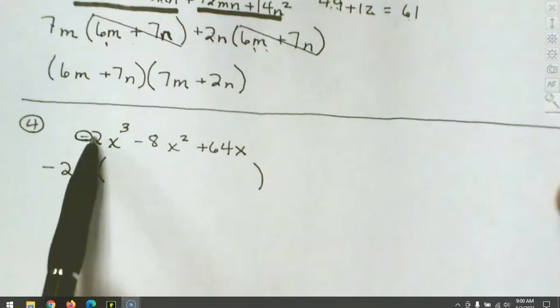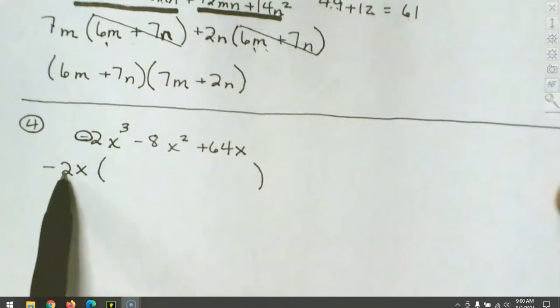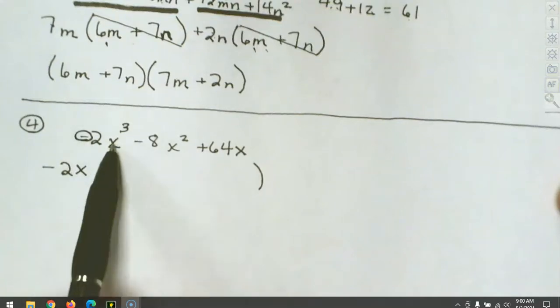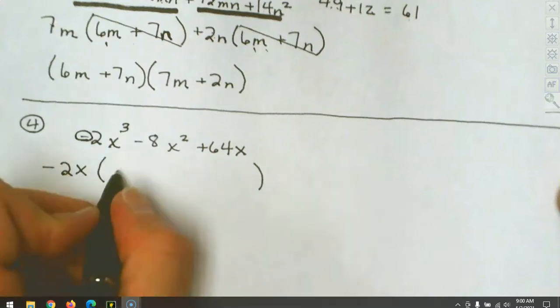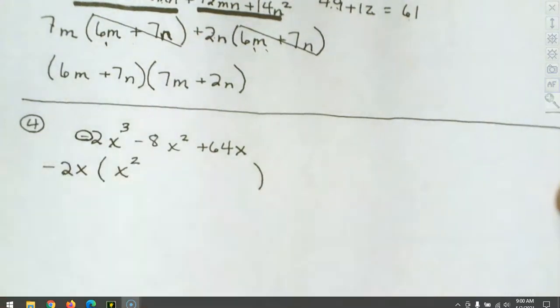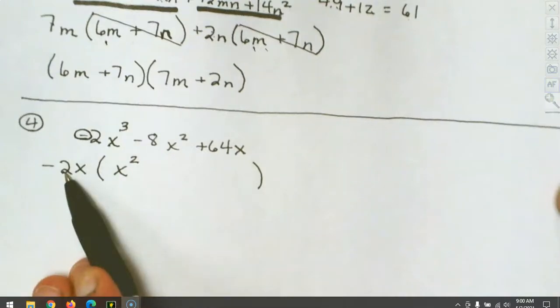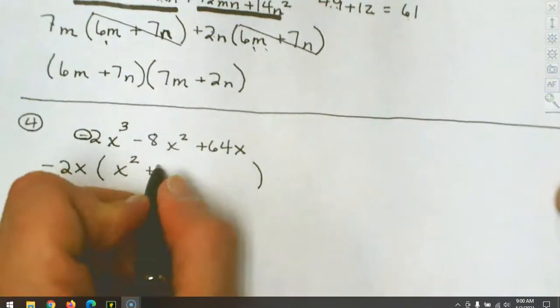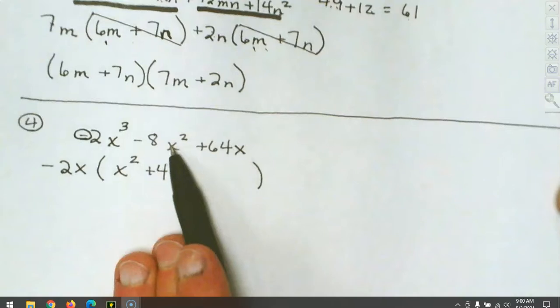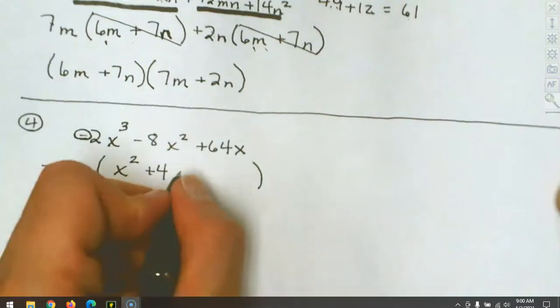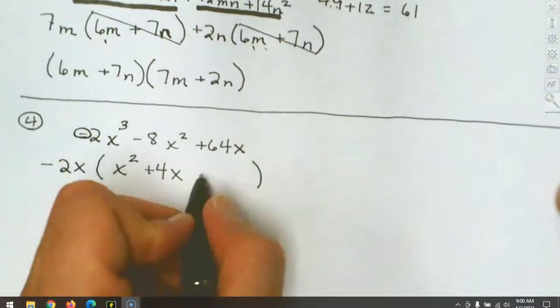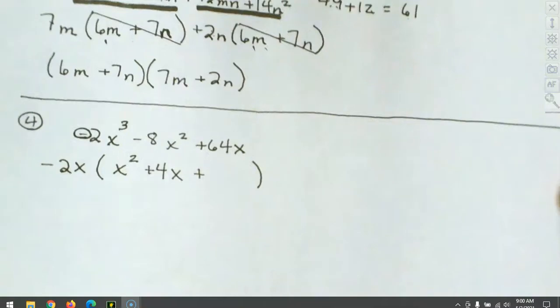So those cancel. Negative and negative makes it a positive. X cubed, take out an x, that leaves you with an x squared. Negative 8 divided by negative 2, negative and negative makes it a positive 4. X squared, take out an x, that leaves you with an x left over.